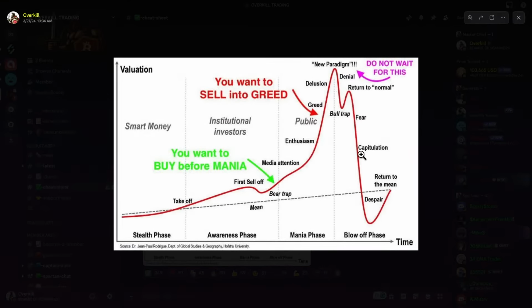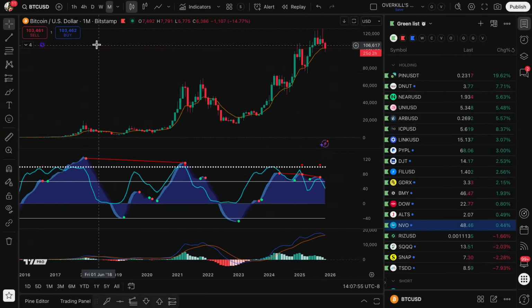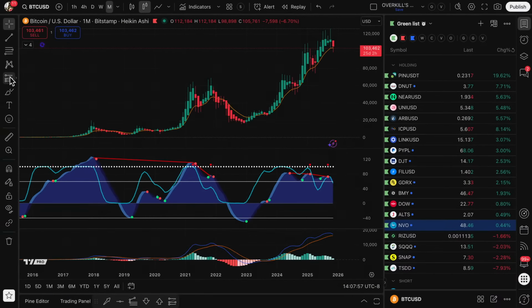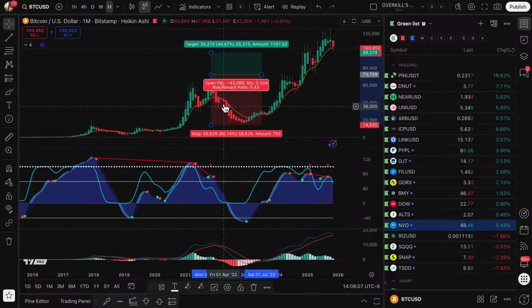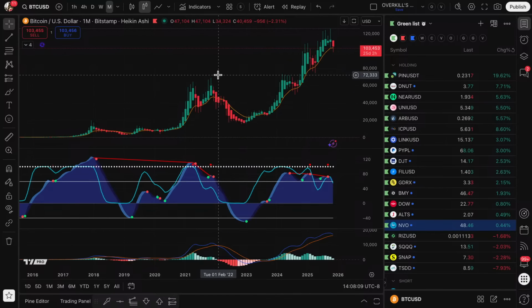Right, when we get this big pullback, I mean, this pullback on Bitcoin was brutal. You can see it topped out right there, December of 2021. That was 4 years ago, the top of the bull market. It pulled back 80%. It went from 70 all the way down here to 16.